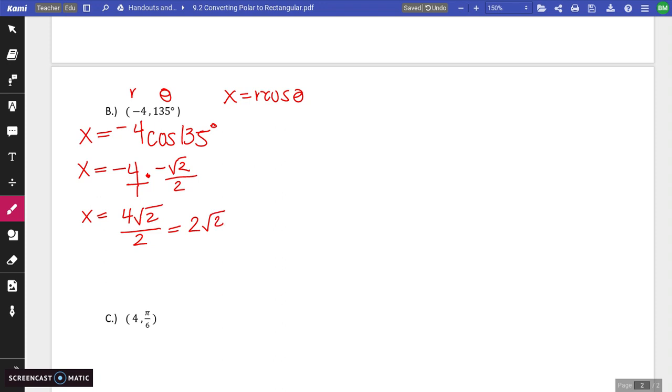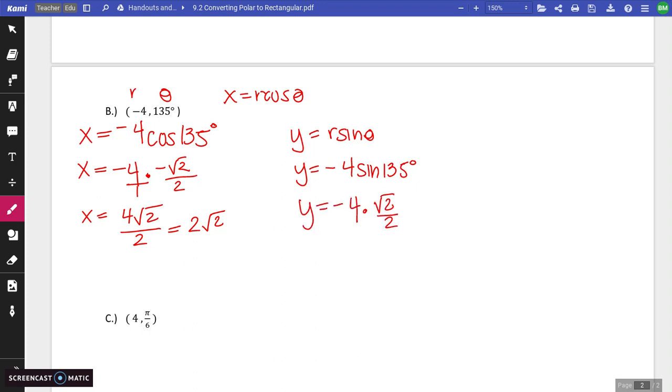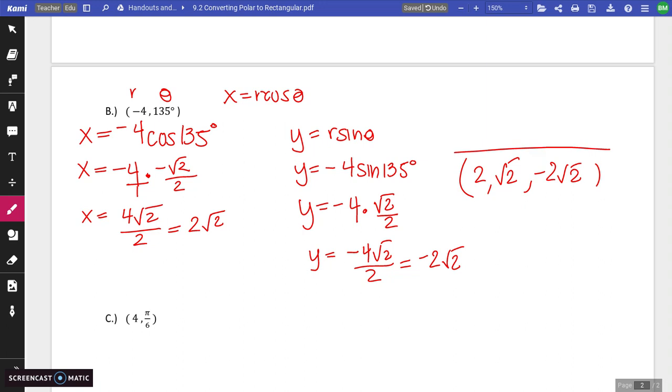2 root 2. Same thing with y. Y equals r sine theta. Plug in r and theta, negative 4 sine of 135. So I have negative 4 times positive root 2 over 2 from the unit circle, which becomes negative times a positive, negative 4 root 2 over 2, which simplifies to negative 2 root 2. My final answer is the coordinate put together, x and y. And then I am done.